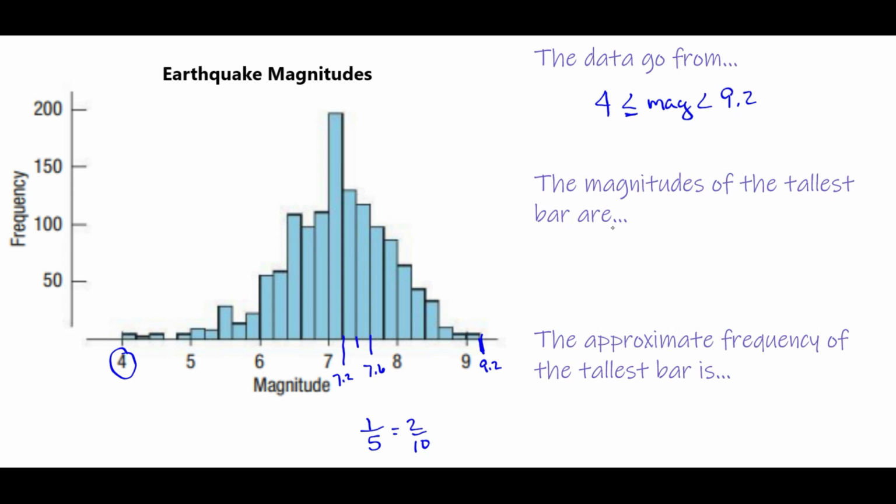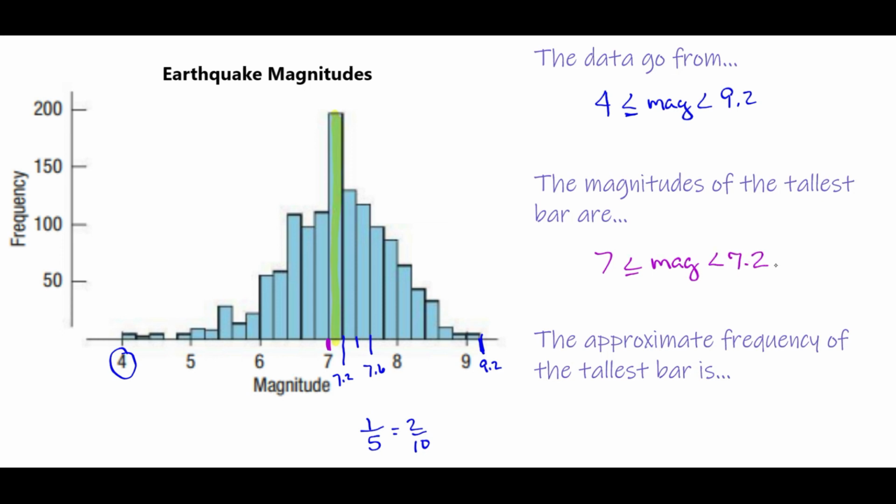The magnitudes of the tallest bar are between what 2 values? So my tallest bar is right here. So that's going to be between 7 and then the 7.2. And then again, remember, we're including the 7. So the magnitudes are between 7, including the 7, and then up to 7.2, but we're not going to include the 7.2.